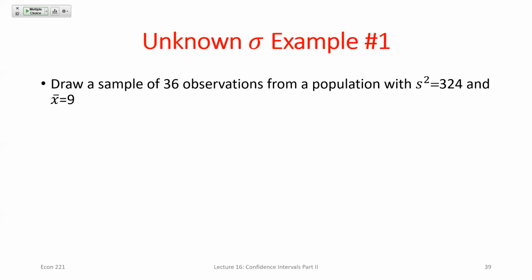So here I've got what? I have 36 observations in my sample. I find a sample variance and a sample mean of 9 and 324. So what I've essentially got is everything that I need to plug into that equation. I've got my sample mean, my sample variance, and my sample size. The only thing left that I need is that t value that gives me the desired alpha over 2 on each side of my confidence interval.